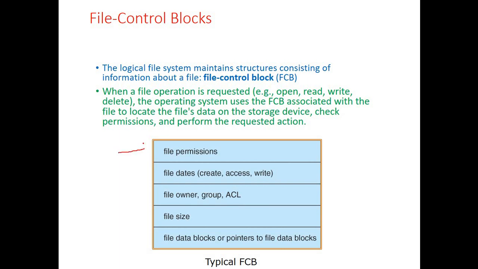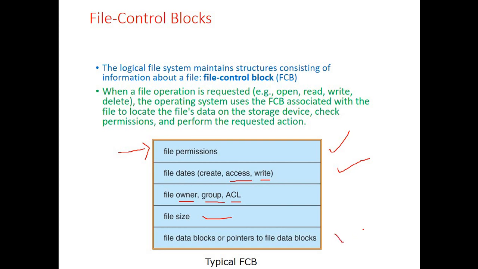So the file control block has all the file related information like file permissions, date of creation of the file, when the file was last accessed, when the file was last updated, and who is the owner of the file. Then the group ID to which the file belongs, and the access control list, that means the permissions for the user, groups and others of the files. Then the size of the file.